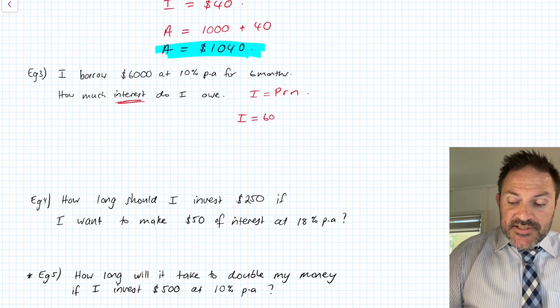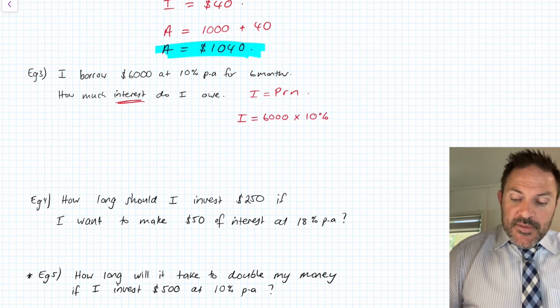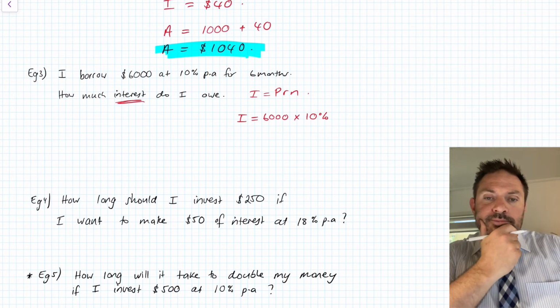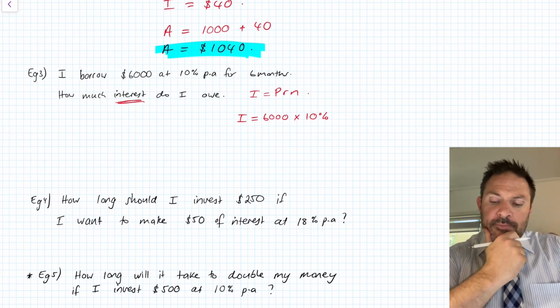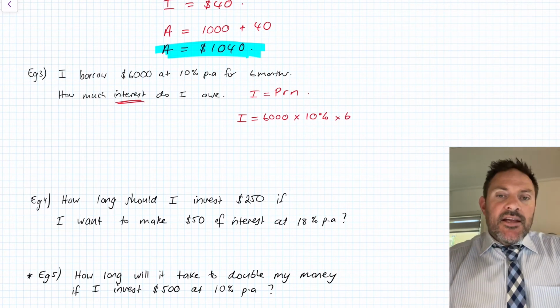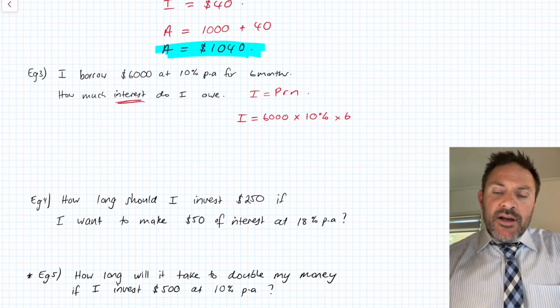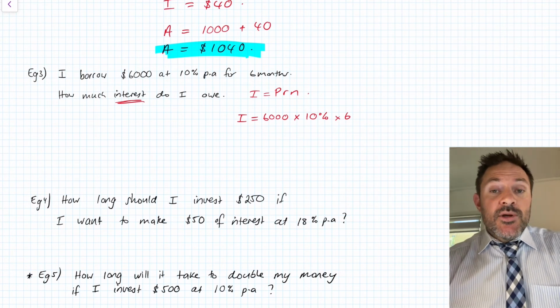So I've got a principal of 6,000. I've got a rate of 10%. And I've got, here we go. This is a bit of a problem, isn't it? 6 months this time. If I put times 6 there, can you see the problem with that? If I put times 6, that actually means 6 years. So how do I convert 6 months to years?